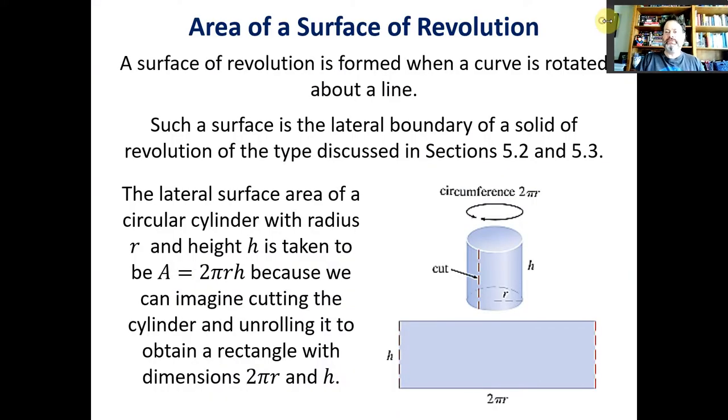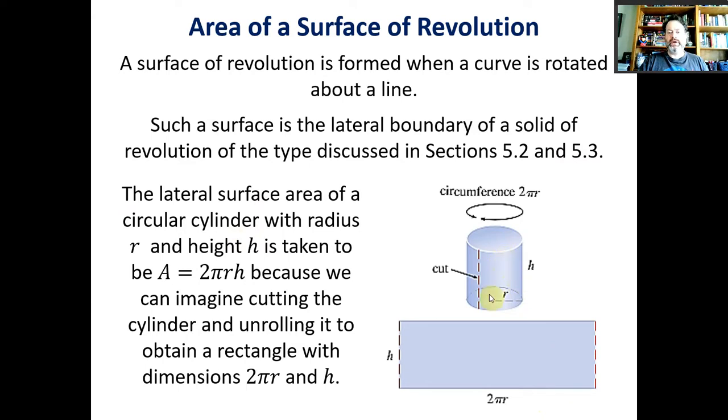So what is a surface of revolution? Well, the idea is it's just a curve rotated about a line, or it's the lateral boundary of the solids that we computed back in Chapter 5. Here's a cylinder, for example. How do you compute just the outside of it? Well, think of it like a soup label on a can. If you just cut the label and open it up, it's a rectangle, so it just has an area. When it's on a surface, we call it surface area. But really, we're imagining that we could cut it open and spread it out.